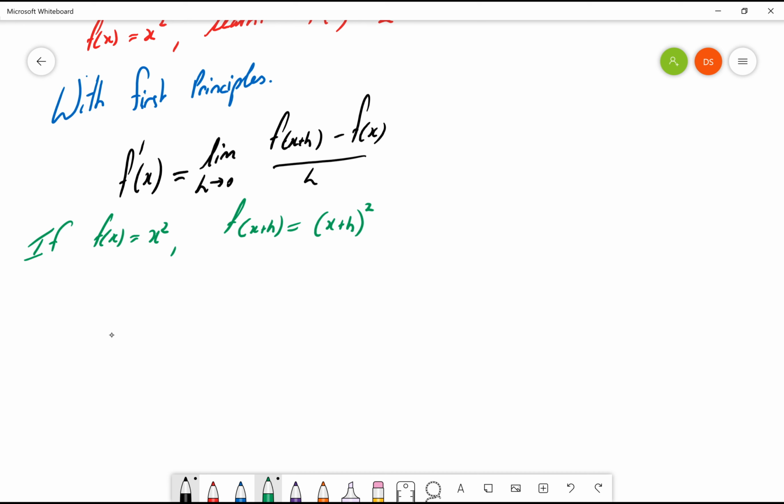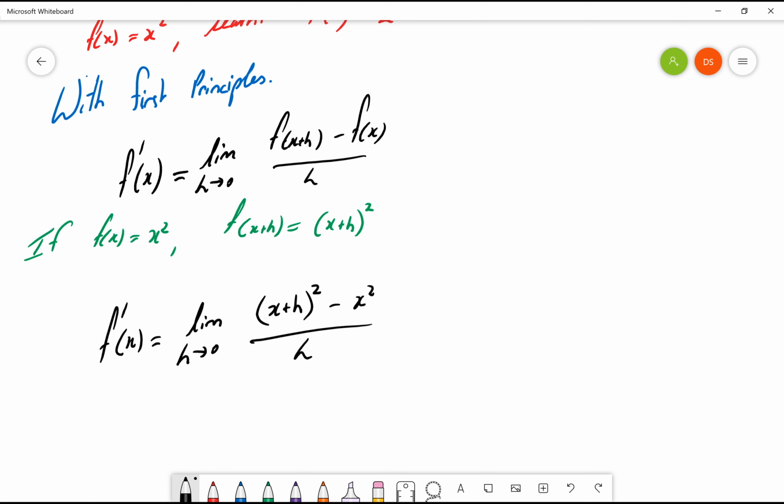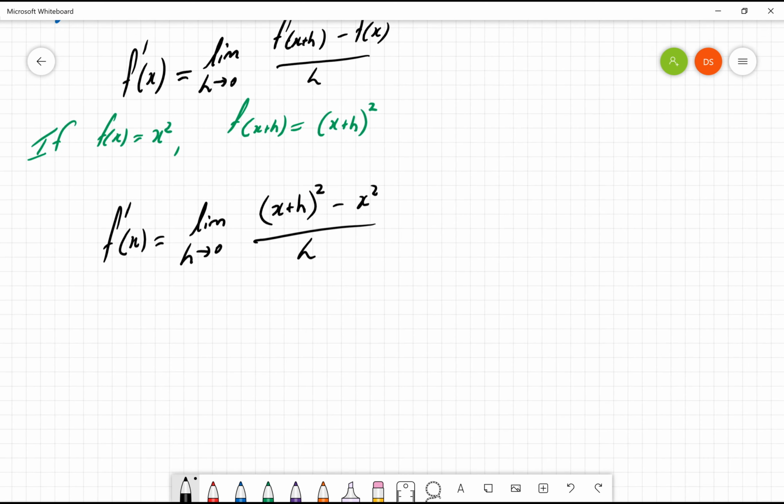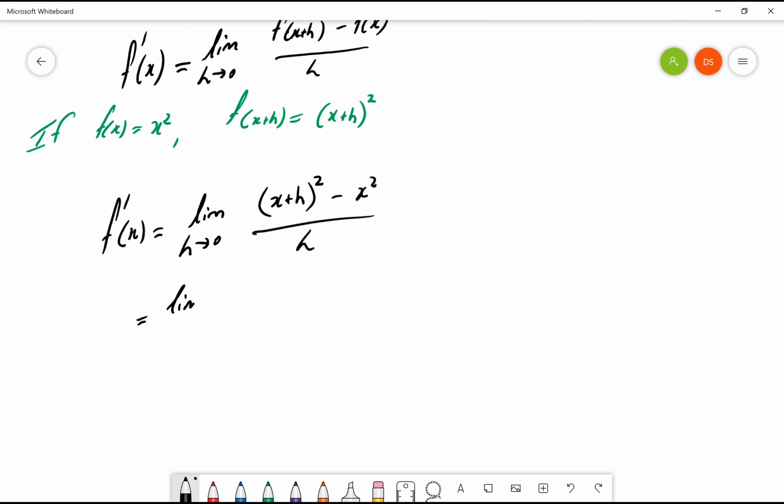So, we'll write f dash of x equals limit as h tends to 0 of f of x plus h. I'm going to rewrite that. F of x plus h is x plus h all squared minus x squared, because that's f of x, all over h. Now, can I plug in h equals 0? No. But I'm going to do what Eddie's done, and I'm going to expand.